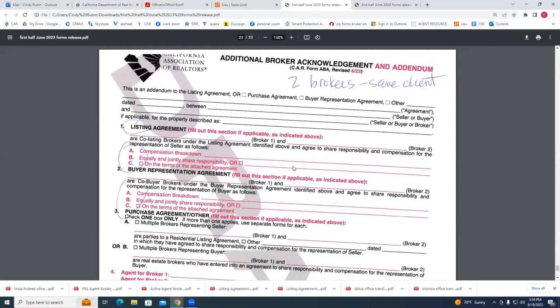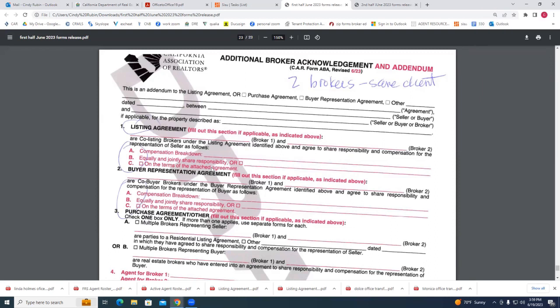Question. It's Agnes. Hi, Agnes. For 1C and 1D, it refers to an attached agreement. What agreement are they referring to? Well, let's say that you guys did your own compensation agreement and who's going to do what. You already did it. So you could just say, on the terms of our attached agreement, we already did it. We're not waiting for you to do it.